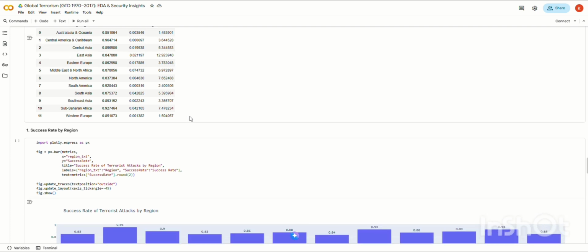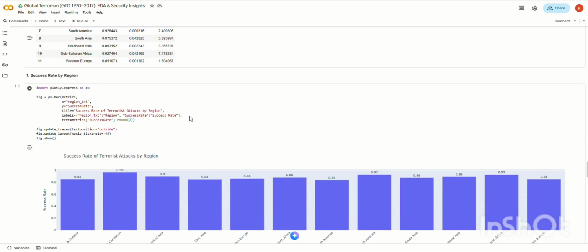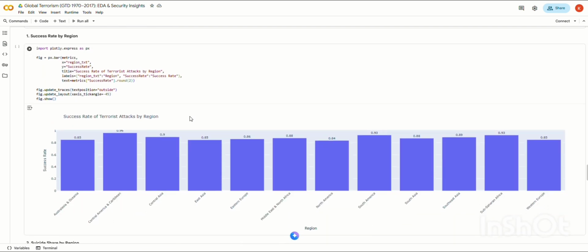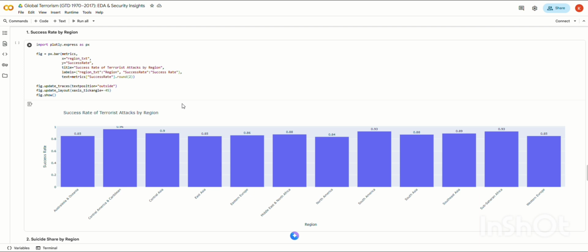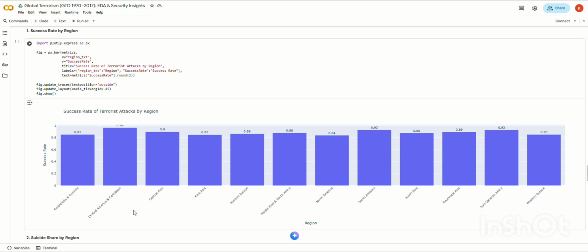Let's dive deeper into these metrics by looking at them individually, starting with the success rate of attacks across different regions. As you can see on this bar chart, which I generated from our metrics data frame, it shows the percentage of successful terrorist attacks in each region. The results are quite revealing. The data reveals a surprising fact: Central America and Caribbean have the highest success rate from terrorist attacks, with 90% of attacks being successful.